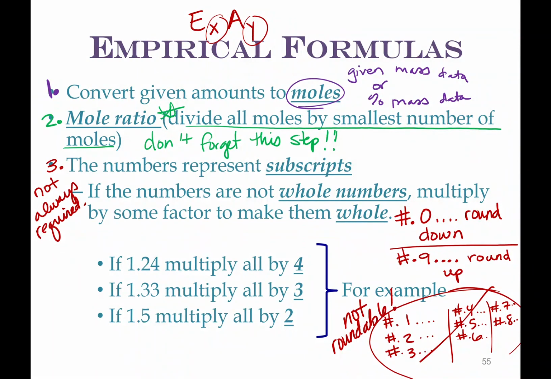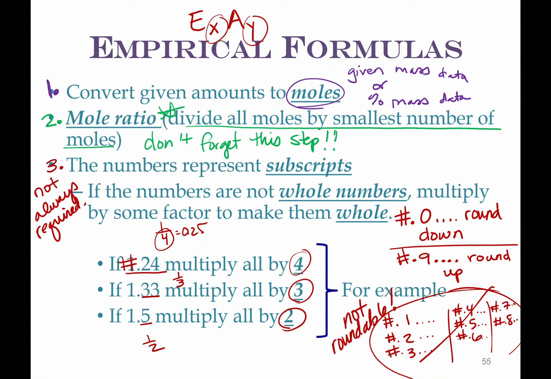So what you need to do instead is you're going to multiply through until you get to a whole number. Some of them are relatively easy. In fact, most of them are relatively easy. So I wrote some number, 0.24, looks kind of like a quarter, right? Or 0.25. And I wrote 0.24 because it can be close. So how do you get rid of a fraction? You multiply by the denominator. So you would multiply it by 4 to get a whole number. 0.33 is roughly 1/3, so we multiply by 3, and 0.5 is a half, so we multiply by 2 to get rid of the fraction. This is not always required because step number 2 sometimes results in all roundable numbers.